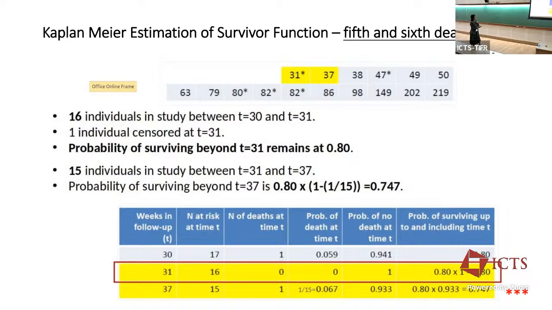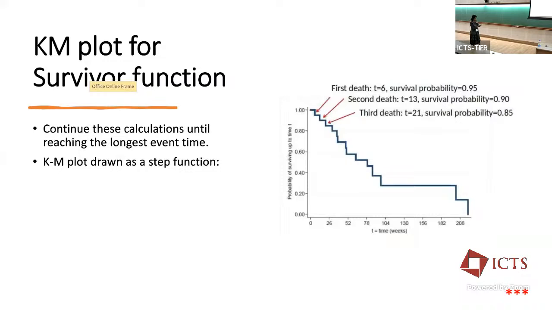Now, 15 individuals in the study between 31 and 37 are left. Probability of surviving beyond the week 37 is now, we already had 0.80 from before. We multiply by 1 minus that one person dying over the 15, which is 0.747. So now the probability has decreased to 0.47. So if we continue like that, we'll see a graph like this. The probability decreases as you go over time.